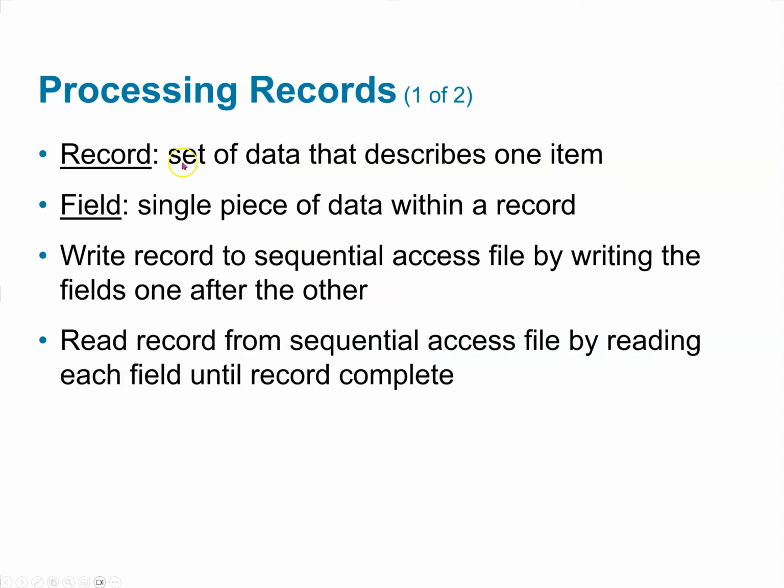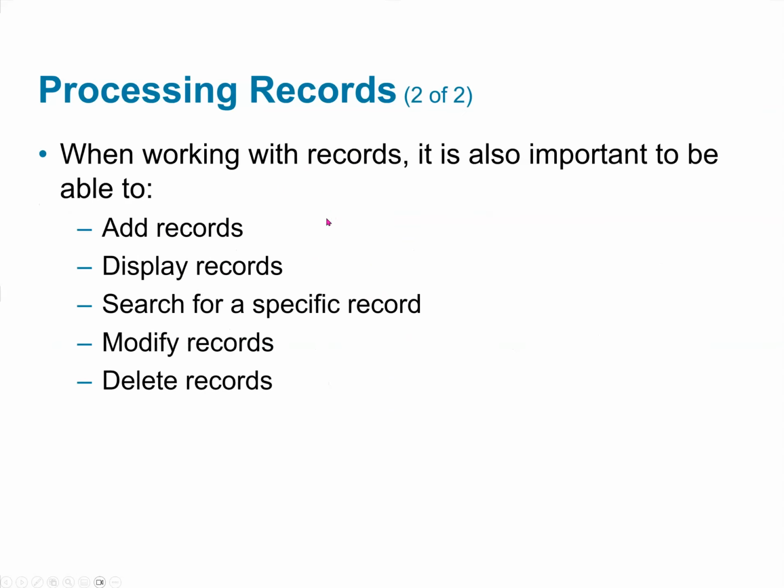Processing records. A record is a set of data that describes one single item, like a person. A field is a single piece of data within a record, like address. We write records to a sequential access file by writing the fields one after the other. Similarly, we read records from the sequential access file by reading each record until complete. When working with records, it's also important to be able to add records, display them, search, modify, and delete records.